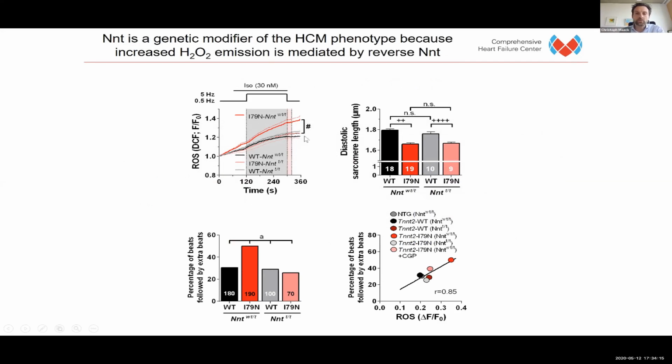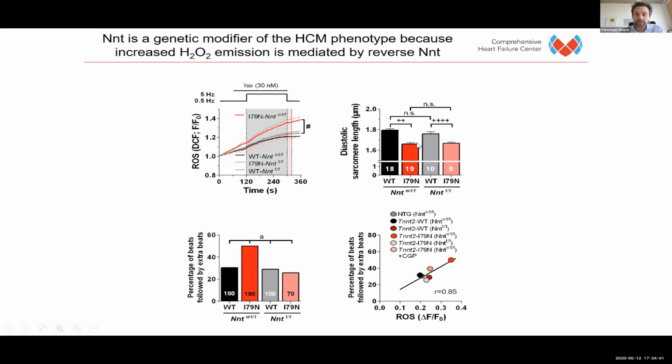And so what we did is we regrouped the data that were initially unclear, and what I've shown you before is already a cleared result, where I only showed you those that have at least one functional allele of the transhydrogenase. And when you take the I79N on a background that does not have any functional transhydrogenase, but both truncated, there was no increase in DCF oxidation, and there was no increase in arrhythmias.